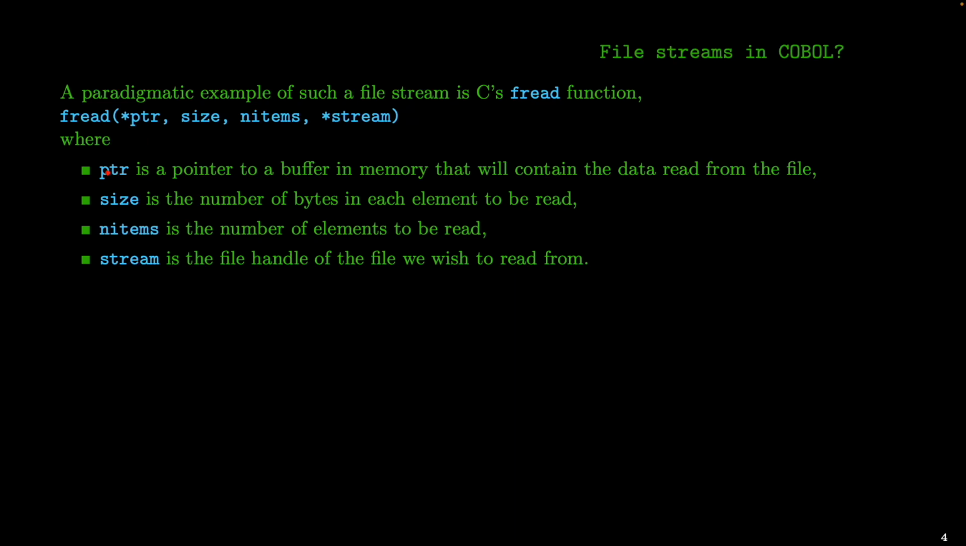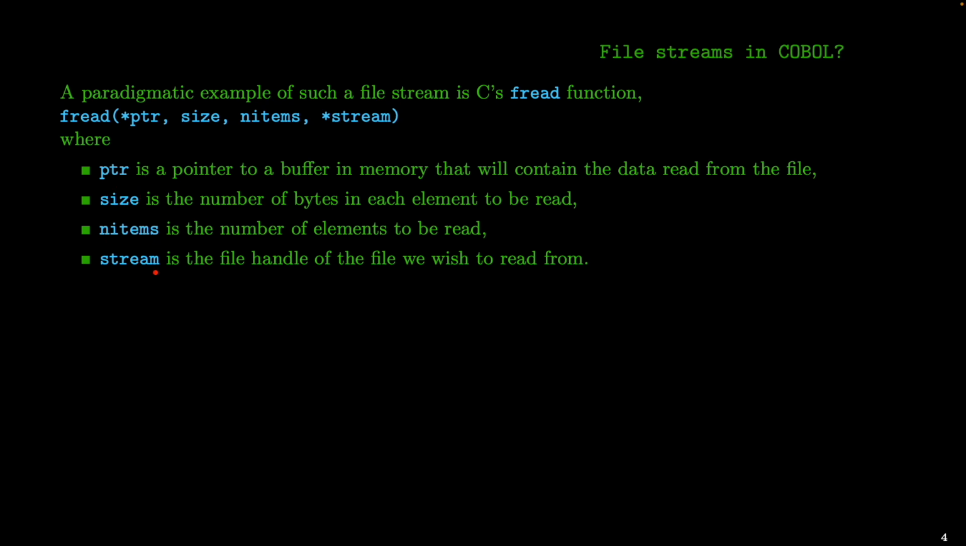Now the arguments are as follows: ptr, pointer, the first argument, points to a buffer in memory, and this is the one where we will write the data that we read from the file. Size is the number of bytes in each element that we read. So we assume we read data of a certain type, which has this given size. N items is the number of elements to be read, so the number of the elements which have this particular size. So the number of bytes that we will read in total will be size times n items.